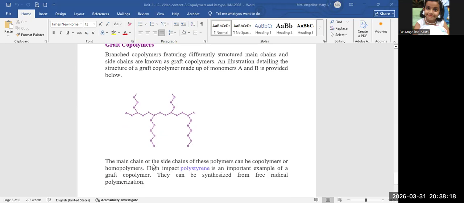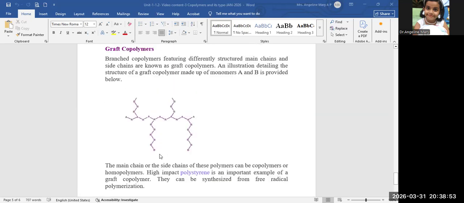Okay. The main chain or the side chains of these polymers can be copolymers or homopolymers. It may be AA of one type of monomer, BBB of the second monomer, or else other types of monomers may also be present. High impact polystyrene is an important example of a graft copolymer. Polystyrene is a most widely used material, so it is the best example. These graft copolymers can be synthesized by the application of free radical polymerization.